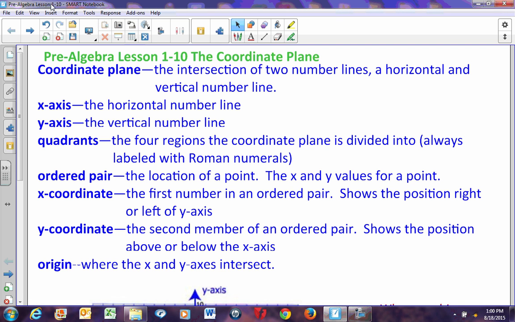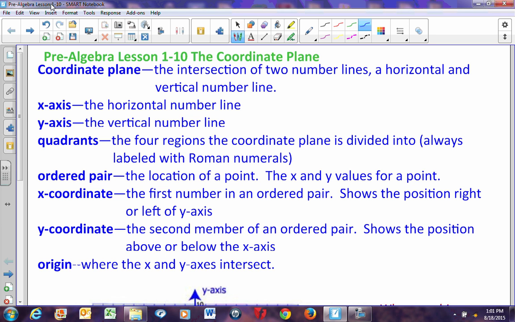Lesson 1-10, the coordinate plane. The coordinate plane is the intersection of two number lines, a horizontal and a vertical number line. The x-axis is your horizontal number line. The y-axis is your vertical number line. Now, when you intersect two axes, that's the plural of axis.